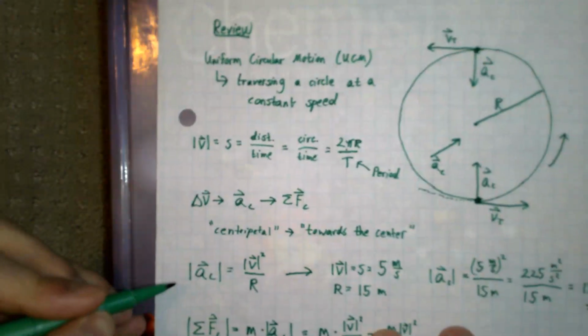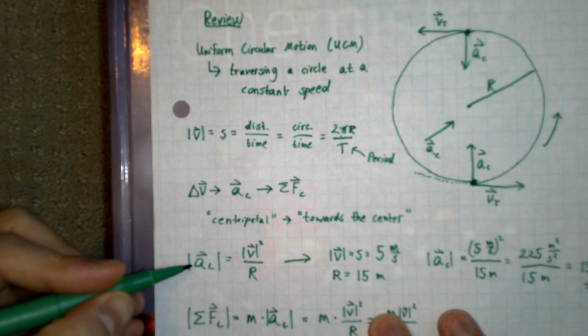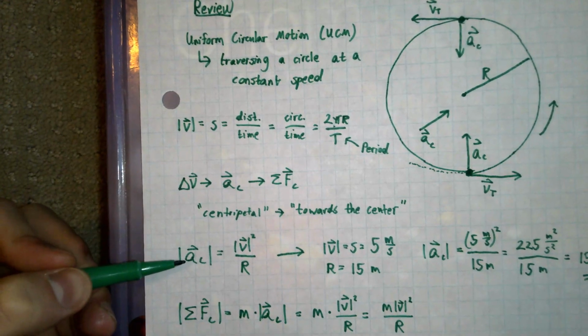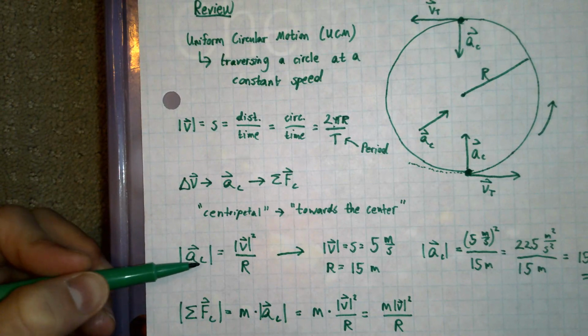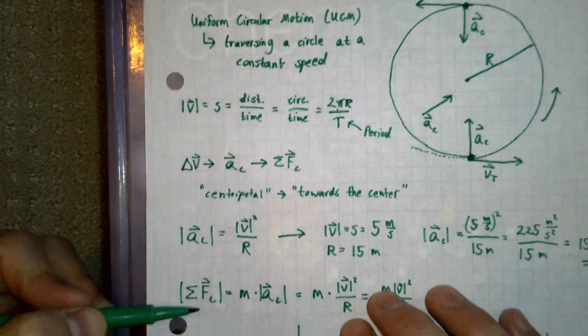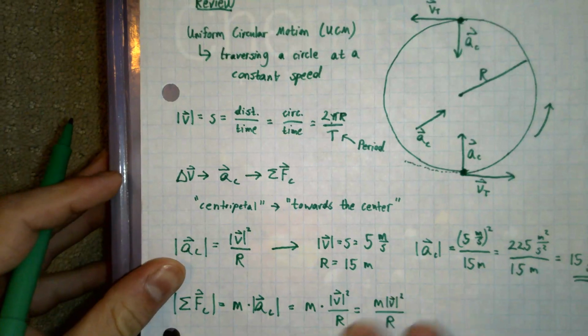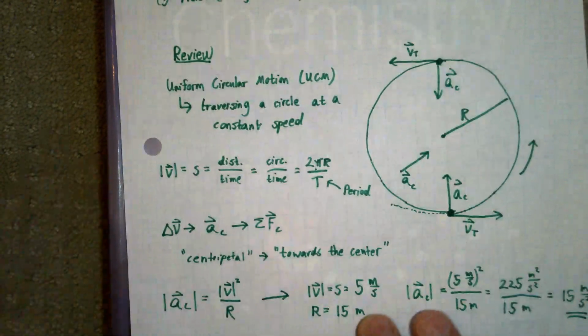I've represented both of these as the magnitude of acceleration and magnitude of force, because we already know their direction. This acceleration is towards the center, hence the centripetal. This force is towards the center, hence the C for centripetal. All right, now we're going to take a look at a practice problem together.